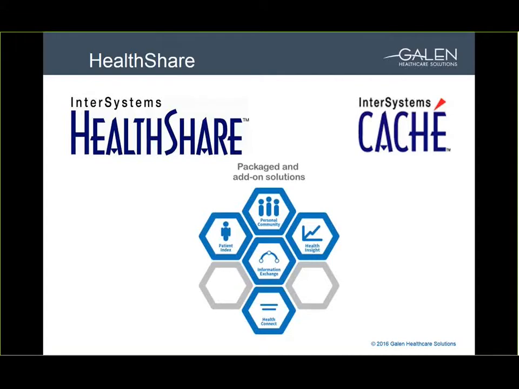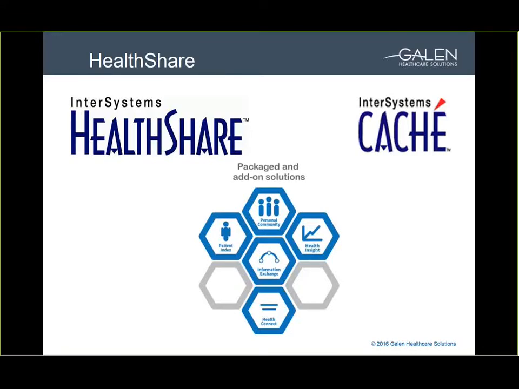So with HealthShare, what do you get? You have Health Connect, which is what we're going to talk about today. That's your integration engine. That's the main driver of transporting and transforming and routing your health data throughout your network. Some of the additional features that you can add on to that are the information exchange, so essentially an HIE. It allows you to create a comprehensive patient record. You can also do some population health management through the information exchange.